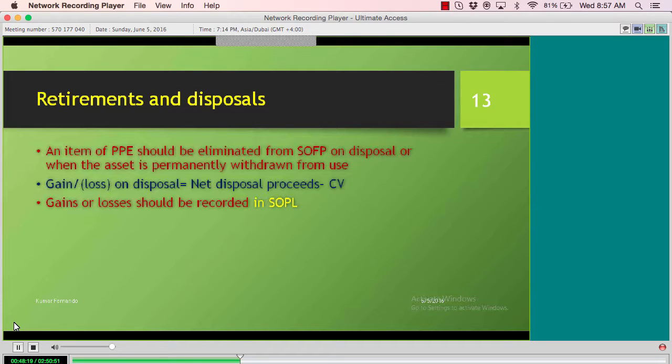Whenever an asset is disposed, now you remember, the asset will appear in the balance sheet at the carrying value. That is cost minus accumulated depreciation.